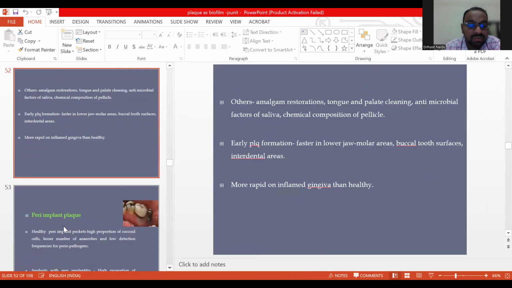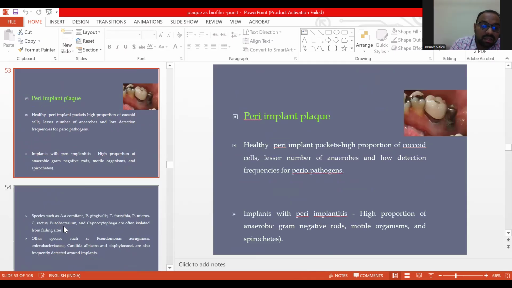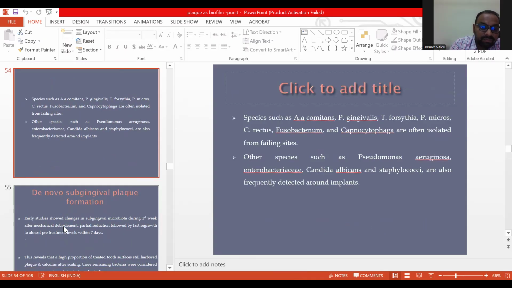Early plaque formation is faster in the lower jaw, especially in molar areas, buccal tooth surfaces, and interdental areas, and is more rapid on inflamed gingiva. Peri-implant plaque has a high proportion of coccoid cells, a lesser number of anaerobes, and low detection frequencies of periodontal pathogens. Implants with peri-implantitis have a high proportion of anaerobic gram-negative rods, motile organisms, and spirochetes.